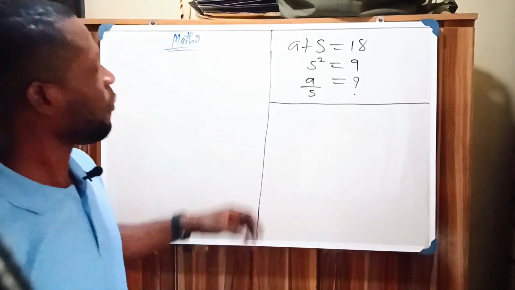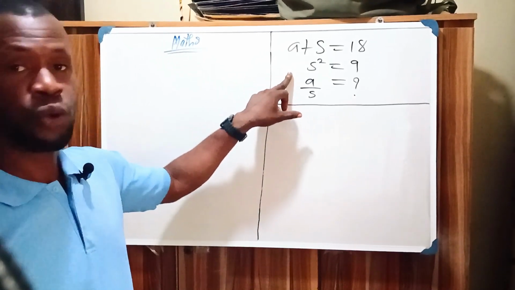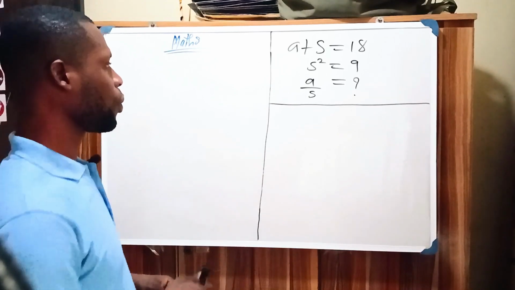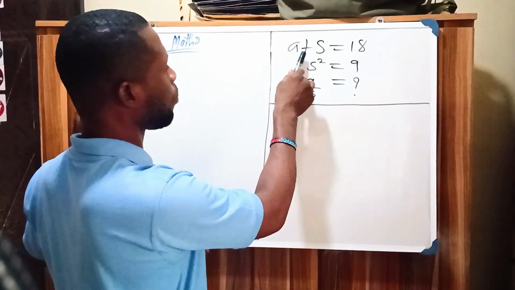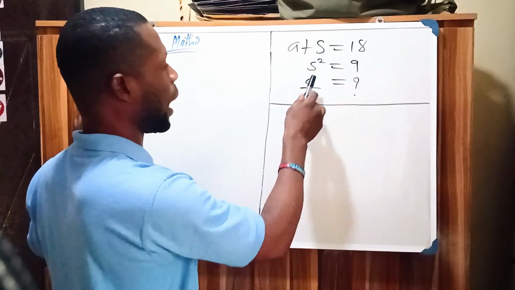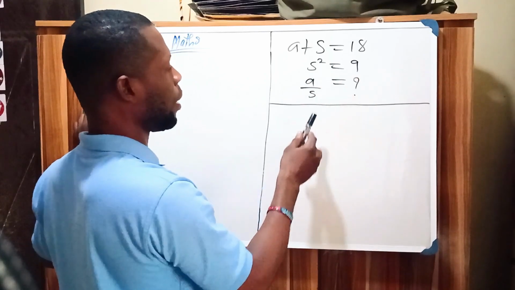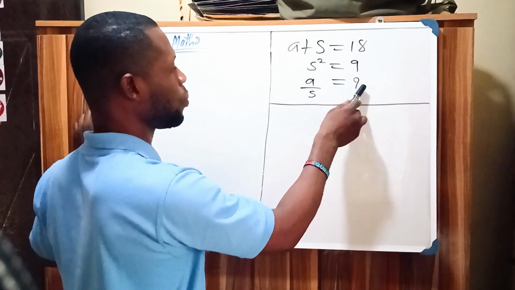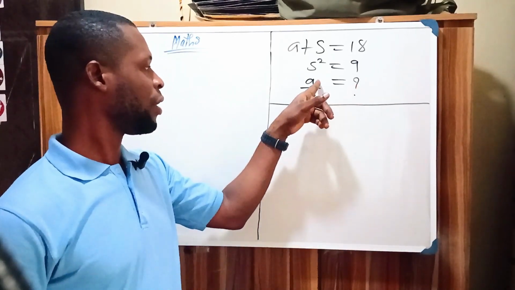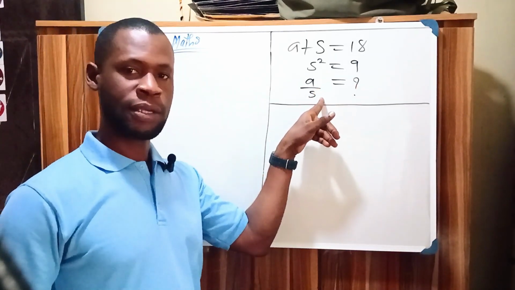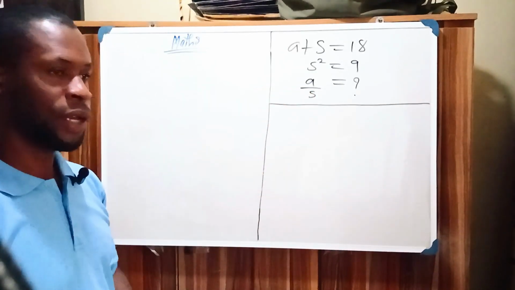This morning we are faced with this question, and we are going to be providing a solution to it. You can see the equation: a plus s is equal to 18, and s squared is equal to 9, and then a over s is equal to, meaning that we should provide the value of a divided by s. So how do we solve this kind of equation when you are faced with it?